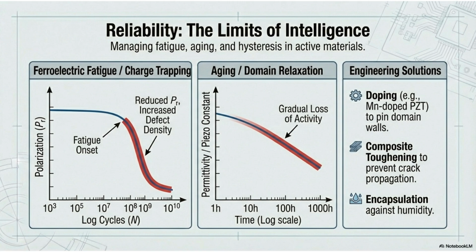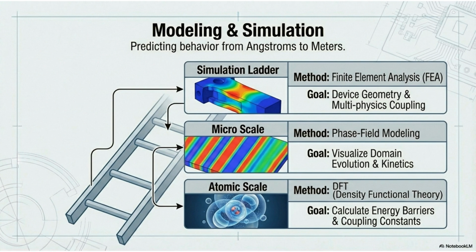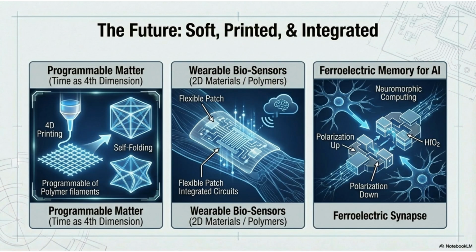Reliability challenges include fatigue, aging, and hysteresis. Engineering solutions involve doping, composite toughening, and encapsulation to manage these limits of intelligence. Modeling and simulation predict behavior across scales, from finite element analysis for device geometry down to density functional theory for calculating atomic energy barriers. The future of smart materials is soft, printed, and integrated, featuring programmable matter via 4D printing, wearable biosensors, and ferroelectric memory for AI.